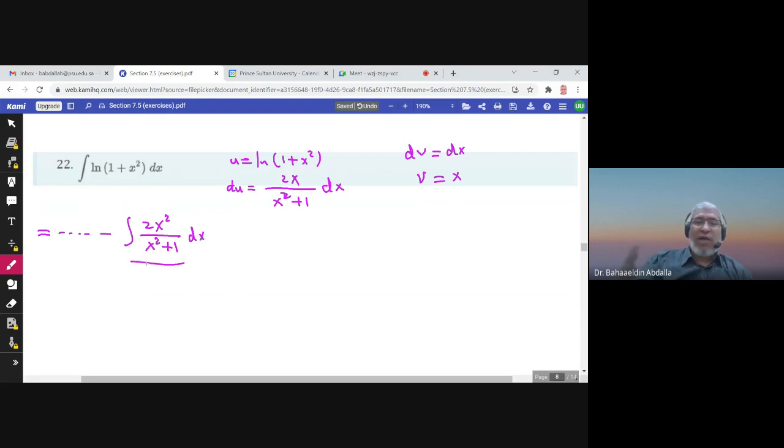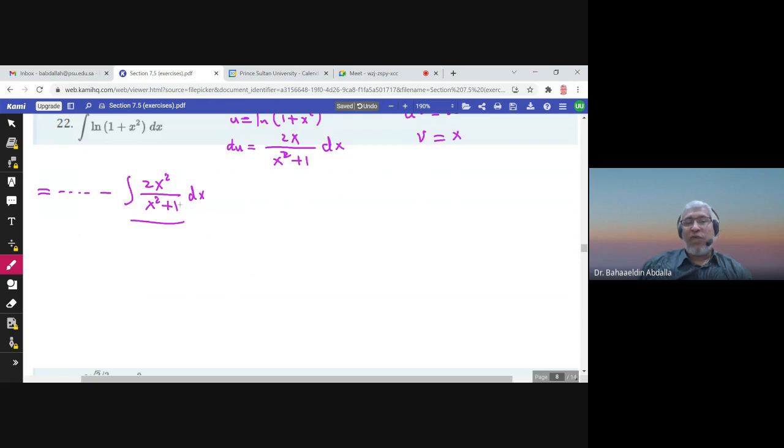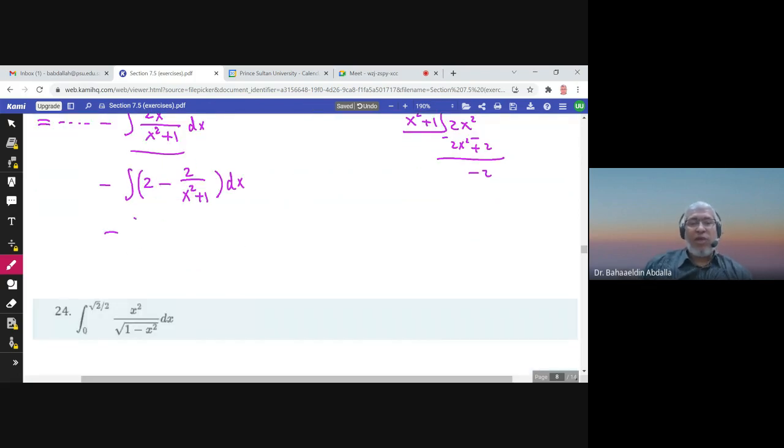And now this integral, I can solve it using long division because I have x squared up and x squared down, same degree. So if I divide 2x squared by x squared plus 1, then 2x squared plus 2, and I have negative 2 here when I change the signs. So I can write this integral 2 minus 2 over x squared plus 1 dx. And then the answer would be 2x without integral, that's it. Minus times minus would be plus 2 tan inverse x plus c, and do not forget to put uv here.